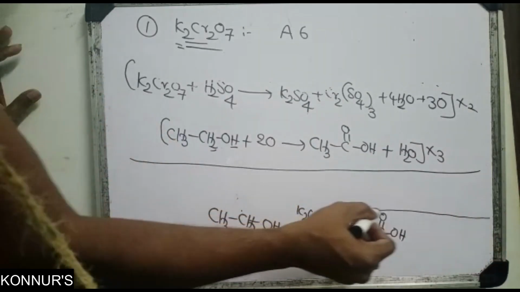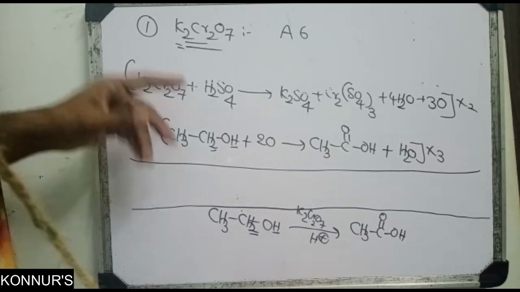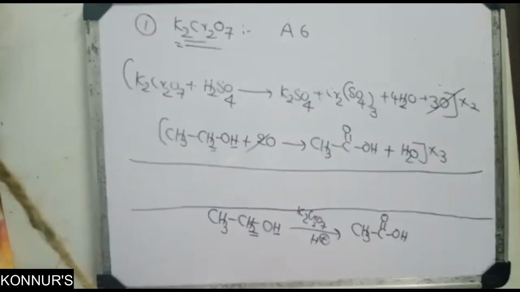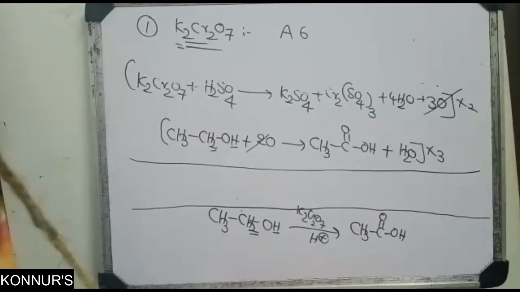Okay, you complete that one equation. So 3 2s are 6. 3 2s are 6. That will cancel and you complete that equation.